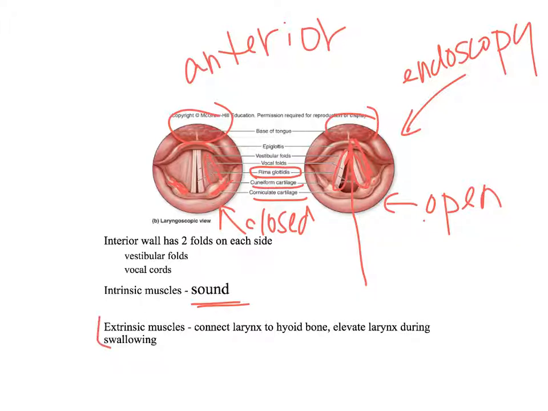The extrinsic muscles of the larynx, we don't make you memorize all the muscles, but what they're going to do is connect to the hyoid bone, and they're going to elevate the larynx so the food doesn't go down the trachea when you swallow. We'll talk about swallowing when we do the digestive system.